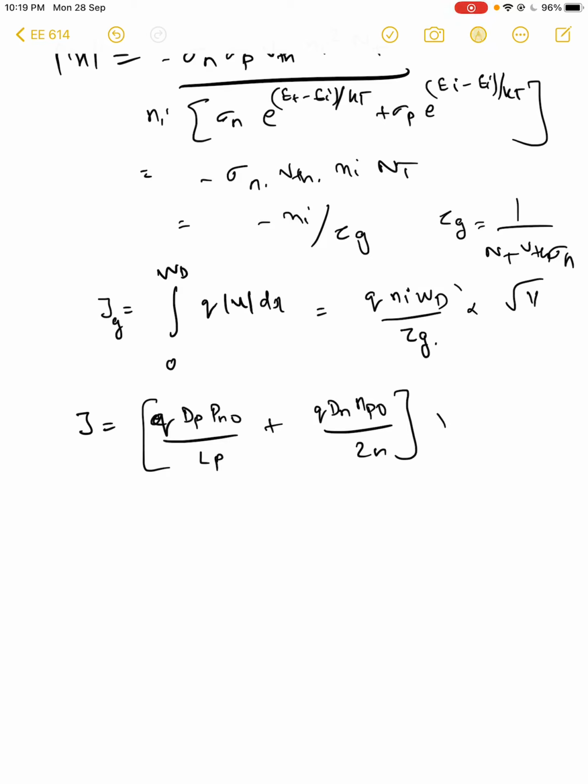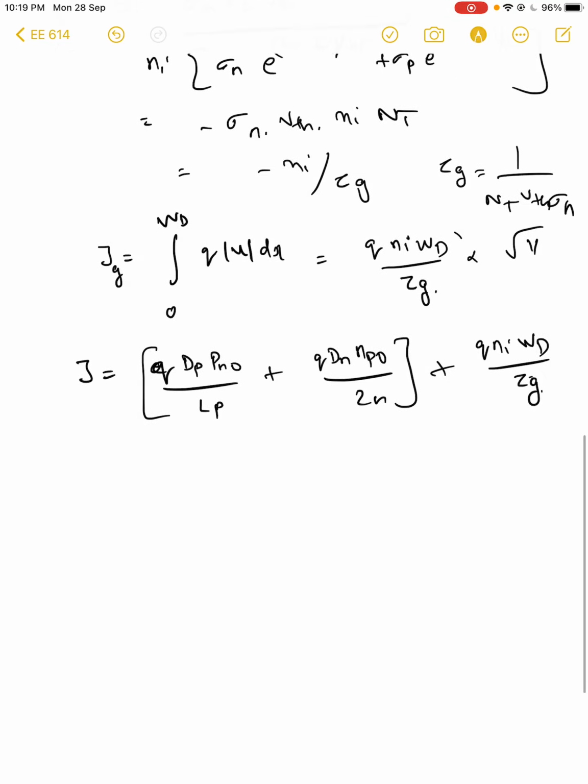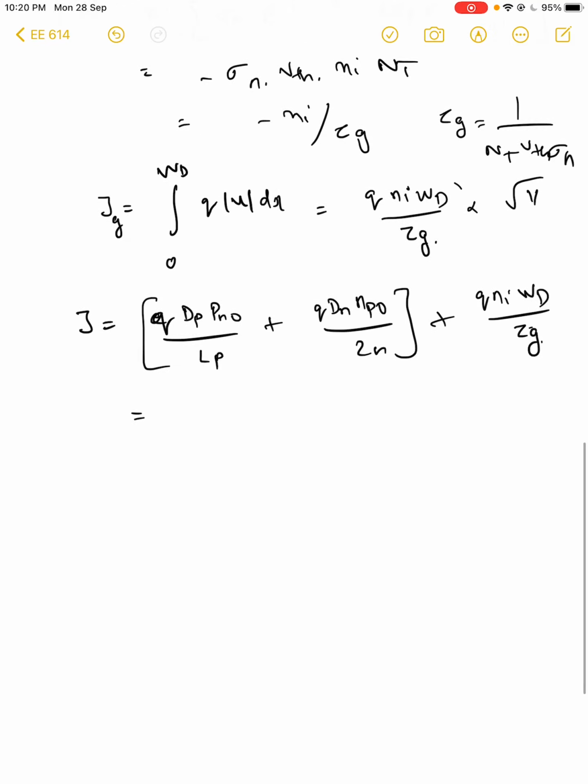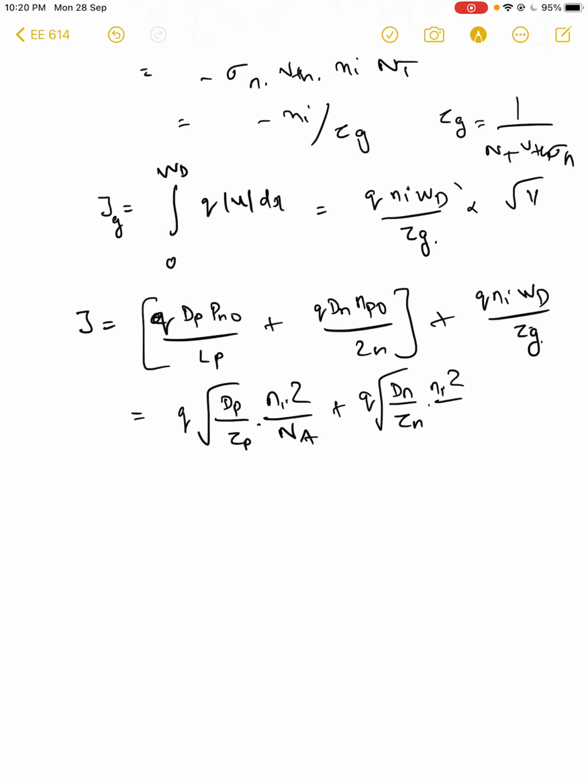In addition to this, you have Q Ni WD by tau G, and we know this Lp is root Dp tau p. So if I replace that, I get Q root Dp by tau p, and pn0 is basically Ni square by Na, plus Q root Dn by tau n Ni square by Nd, right?